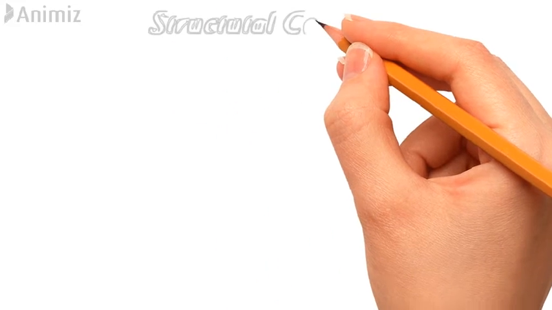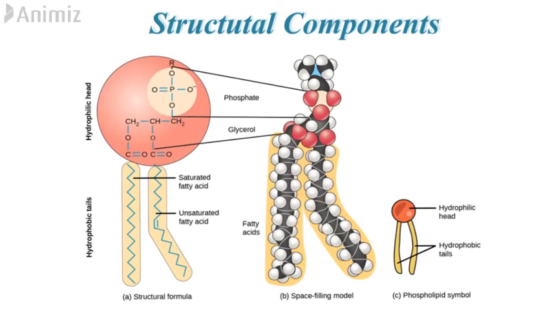Now let's have a look at a single phospholipid molecule in detail. It has a glycerol backbone to which a phosphate group is attached to its carbon number 1 and two fatty acid chains are attached to carbon number 4 and 5. Phosphate and glycerol form the hydrophilic head and the two fatty acid chains form the hydrophobic tail.